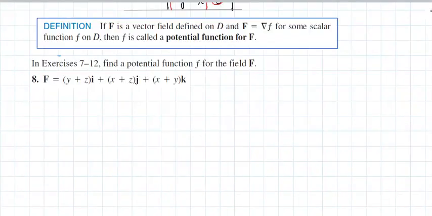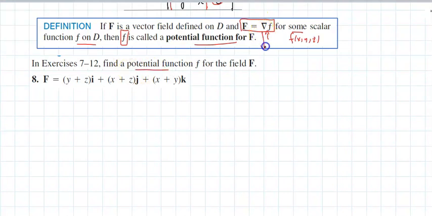Another definition says, if f is a vector field defined on D and the vector field is some gradient applied on some scalar function f on D, then this f of x, y, z is called a potential function of f. Now, if f is a conservative vector field, you find this function has specific properties. Here in this book, they're just saying, you know what? Just find us a potential.